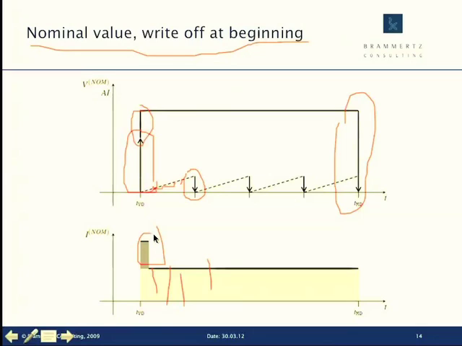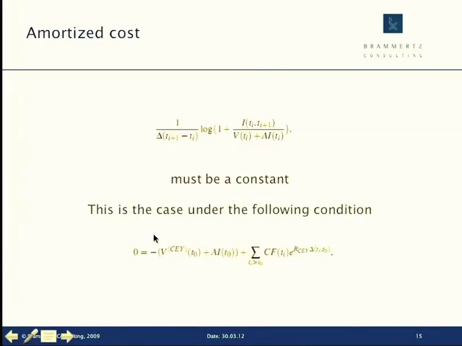Okay, so let's go to the next. Amortized costs. Now that's a little bit more difficult. Who has already heard the term amortized costs? No? Okay, of the two bookkeeping rules in IFRS, this is the second important one, besides net present value or market value. So amortized cost has the rule that the income over time here must be a constant.